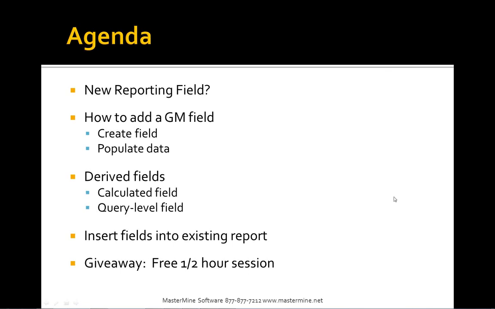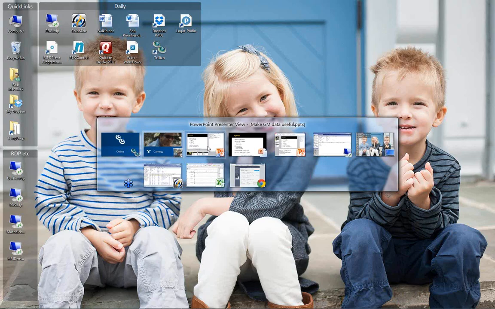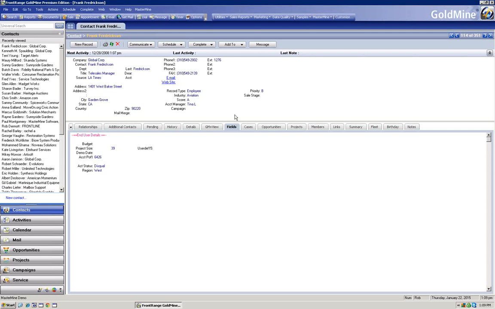So with that, let's jump in and move the agenda out of the way and get over to looking at GoldMine. Okay, so what I want to talk about here is again the possibility of adding new fields to either existing reports, and the agenda sort of starts with this question of how do you determine whether you actually need to add a new report, add a new field to the whole system in order to have it show up on a report.